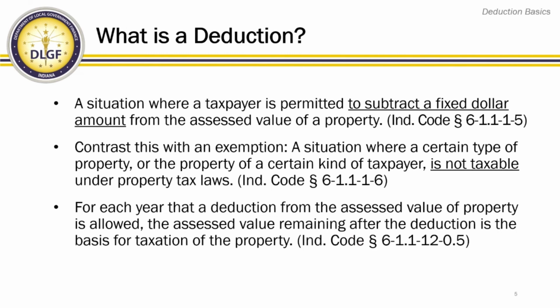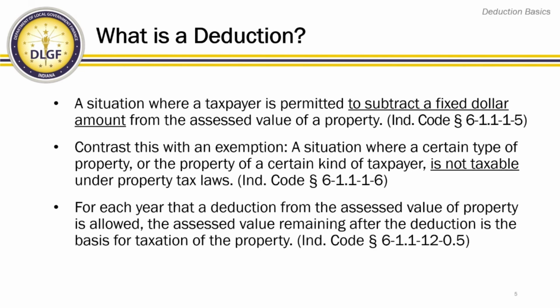A deduction is actually defined under Indiana Code 6-1.1-1-5. It describes a deduction to be a situation where a taxpayer is permitted to subtract a fixed dollar amount from the assessed value of the property. Now, it doesn't mean that the value overall of the property goes down. It's just a benefit to the taxpayer to slightly lessen the overall amount of the assessed value that will be subject to being applied the tax rate for each taxing district. So the value doesn't change, it's just that benefit.